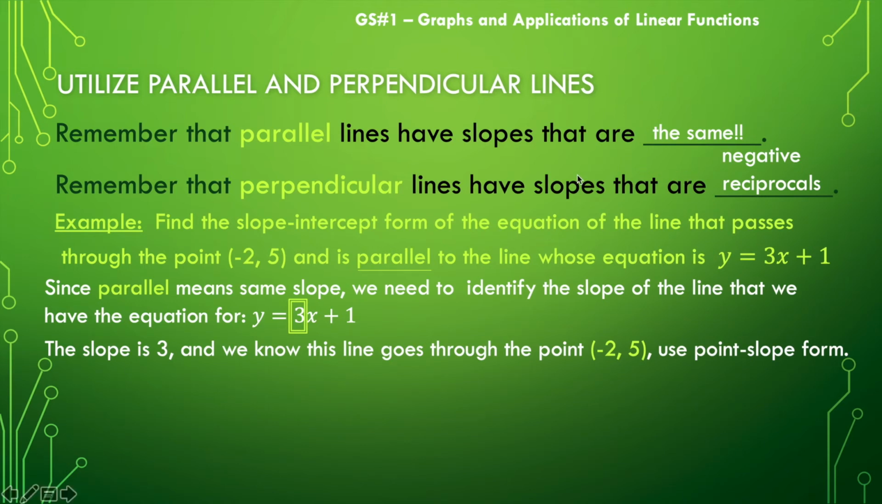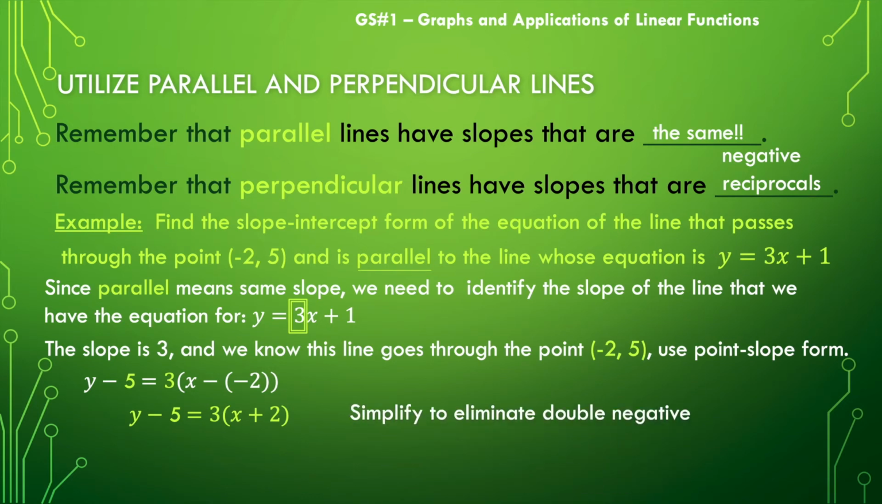I'm going to use this slope, 3, and this point, negative 2, 5, with point slope form to find the equation of that line in point slope form, and then I'll convert it to slope intercept. So y minus 5 is equal to 3, the slope, times x minus negative 2. Remember, to make our point slope form proper, we want to simplify to eliminate that double negative so that x minus negative 2 will become x plus 2.